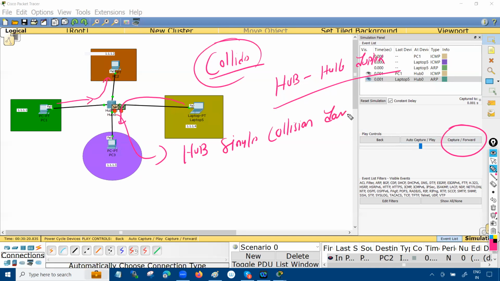Single collision domain is what? Only one person can send the data at a time. Once they finish sending the data, then another person can send and receive the data. If they are doing it simultaneously, then collision will occur. And that's why we have a single collision domain.